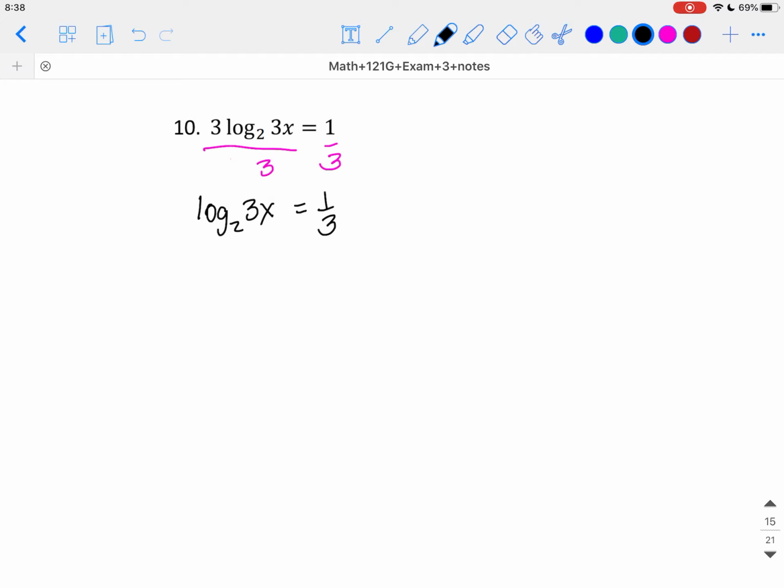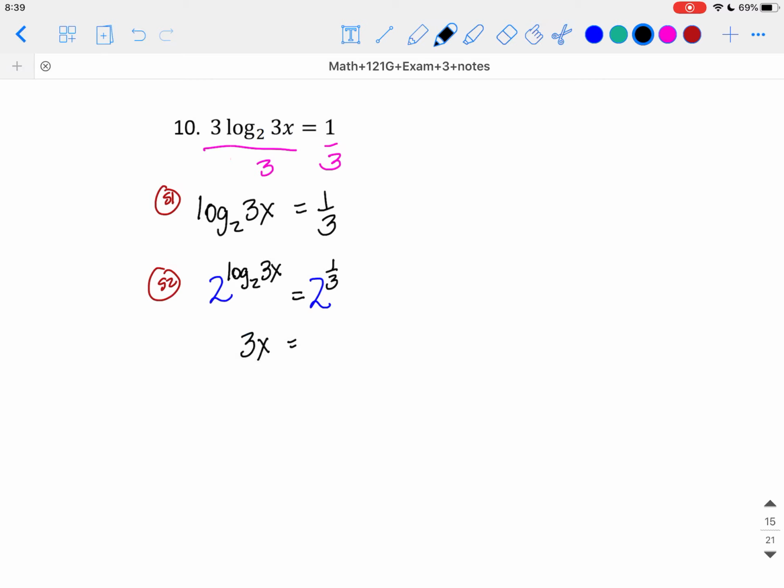Okay, sorry about that interruption. So I have log base 2 of 3x is equal to a third. Okay, so we've already done step 1. We've isolated the logarithm. So step 2 is we're going to exponentiate both sides with the base. So the base is 2. So this is going to be 2 to the log base 2 of 3x is equal to 2 to the 1/3.